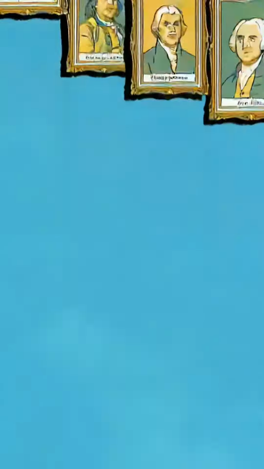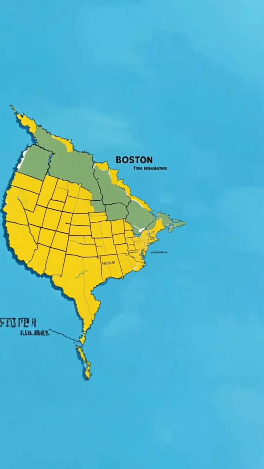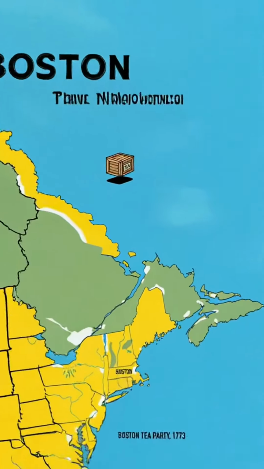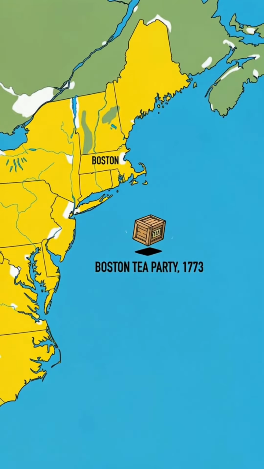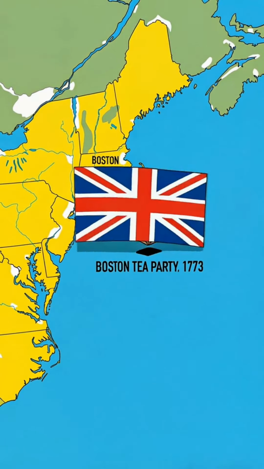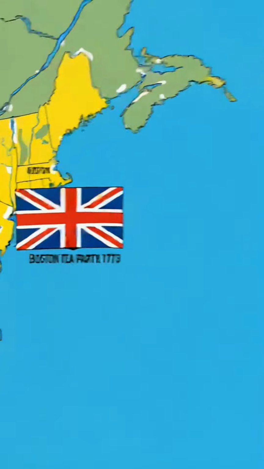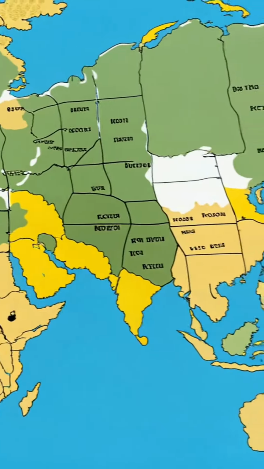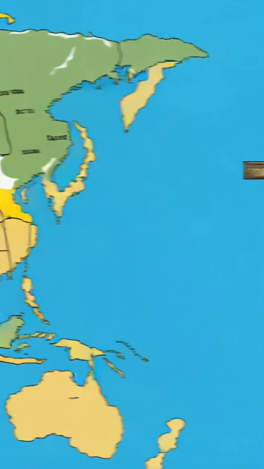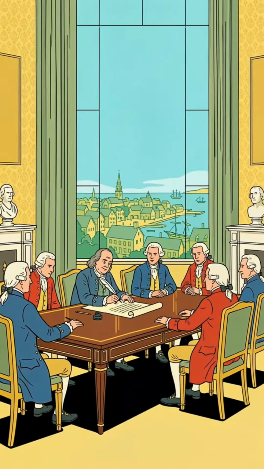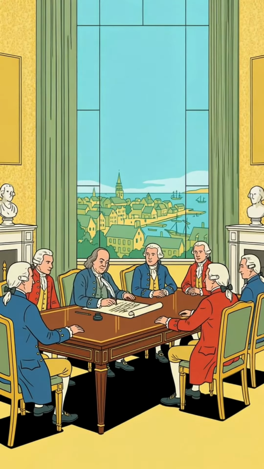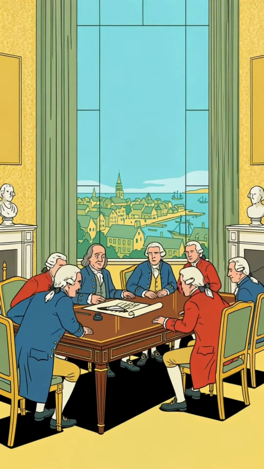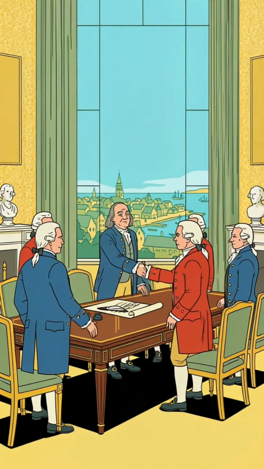The war saw significant events like the Boston Tea Party, the Battle of Bunker Hill, Washington's crossing of the Delaware, and the decisive Siege of Yorktown in 1781, where General Cornwallis's surrender effectively ended major hostilities. While the fighting largely subsided after Yorktown, the war officially concluded with the signing of the Treaty of Paris on September 3rd, 1783, which recognized American sovereignty and ceded vast territories to the new nation.